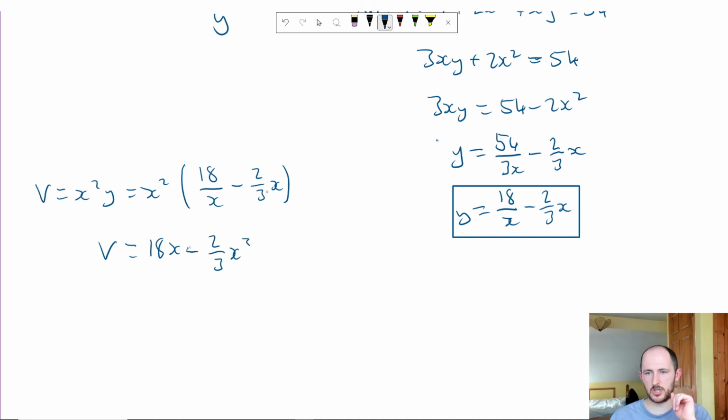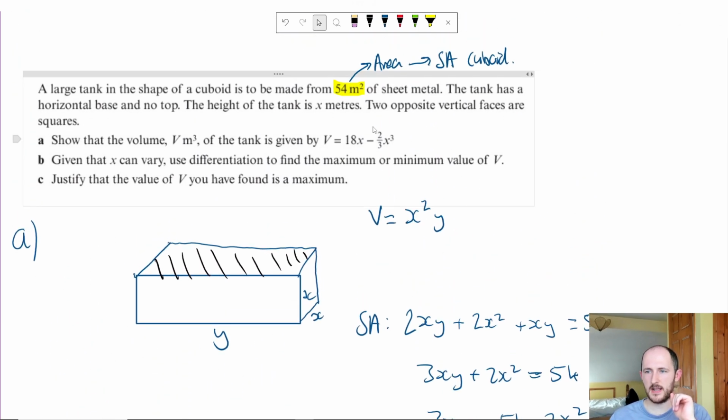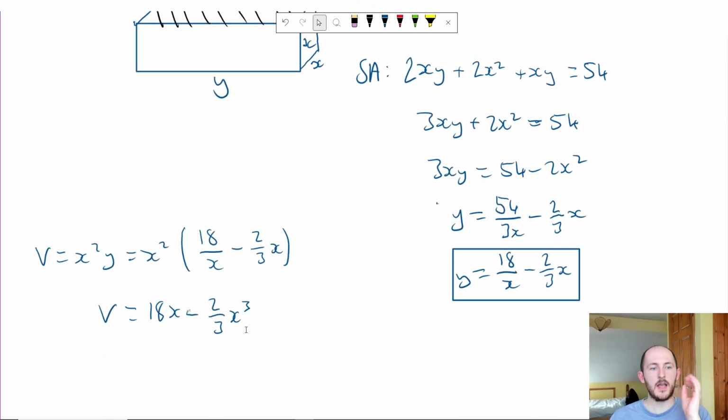And then just do a nice check. I don't know why I said nice check. That is the actual answer. That first part can be up to 4 marks.